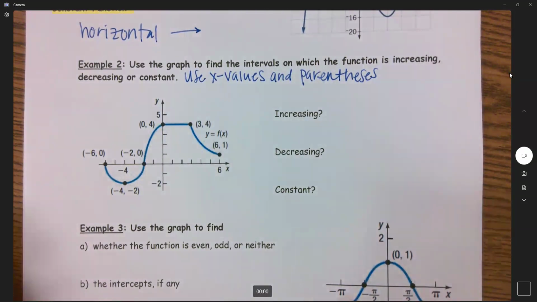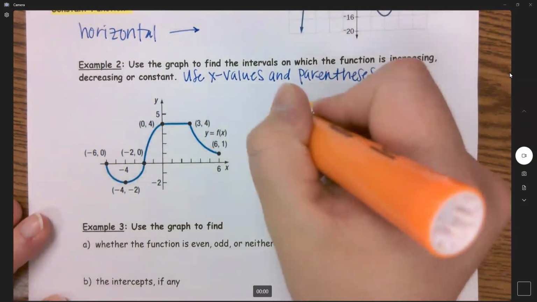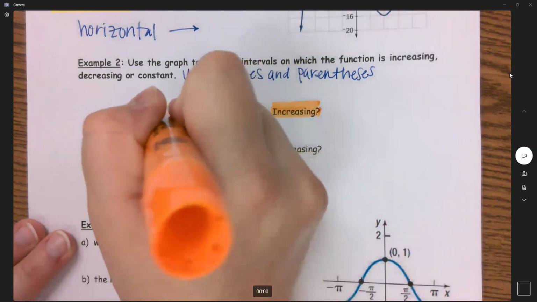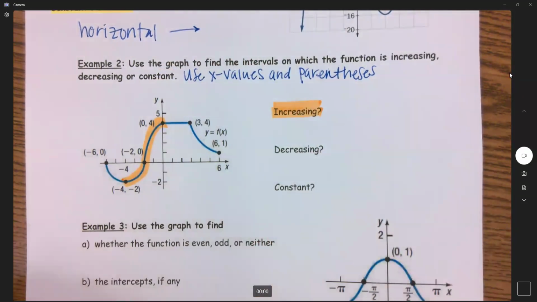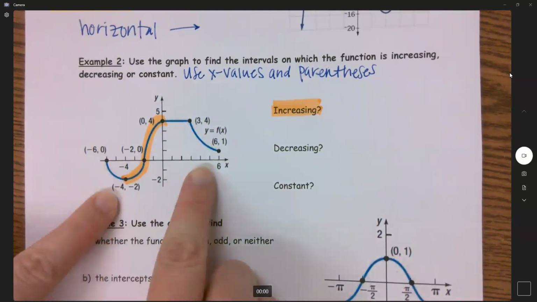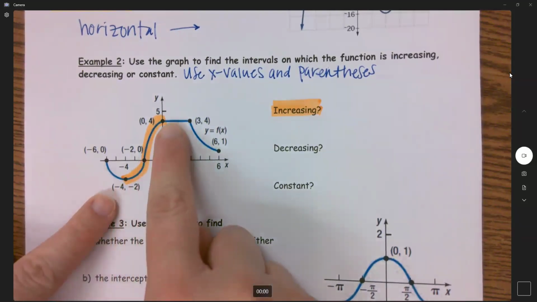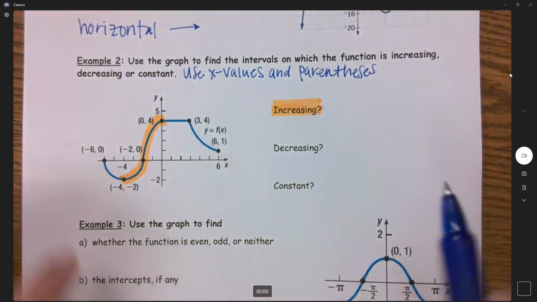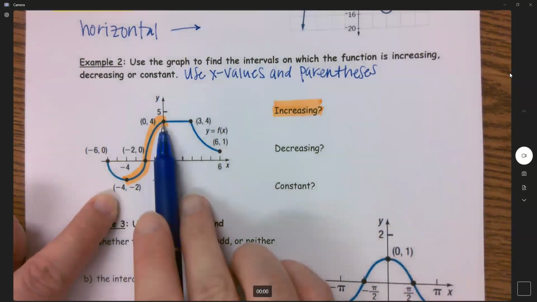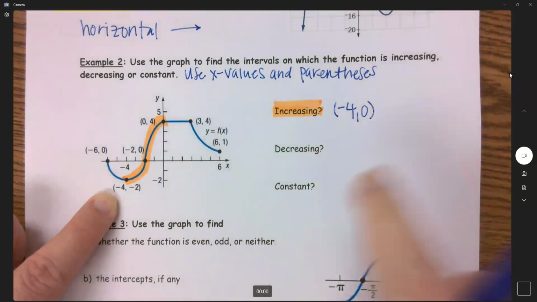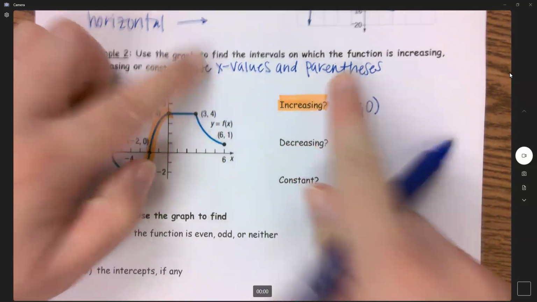So where is this graph increasing? I'm going to give you a minute to find that section. And hopefully you said in this little section right here, as it's going from left to right, it is rising and those y values are getting bigger. So it is increasing from -4 to 0. And we are using parentheses. X values, parentheses.